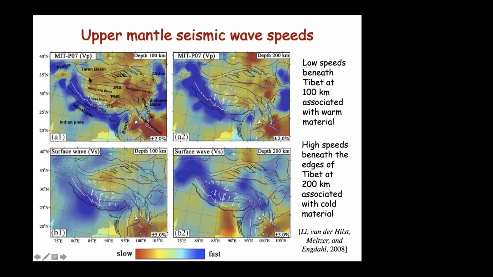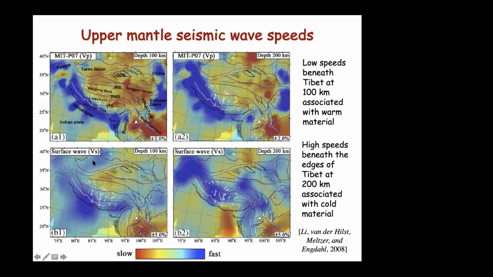So plotted here, the top are P wave speeds, 100 kilometers for this one, 200 kilometers for this one. And what this is really showing is that it's high speeds around the southern edge, but lower speeds within the plateau. These aren't really very reliably determined, and I don't want to focus on this. I want to focus more on the S waves.